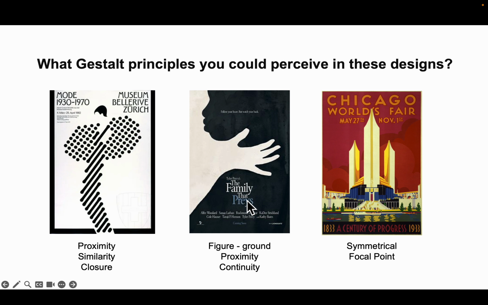So this is a typical figure ground design, right? We can perceive an arm and a person's head here and the body here. And I can also see the principle of proximity in the text. This is the title of this book. Although they are using different colors for the text and having different sizes, we can still perceive them as one group. We can see this is the title because they are very close to each other.